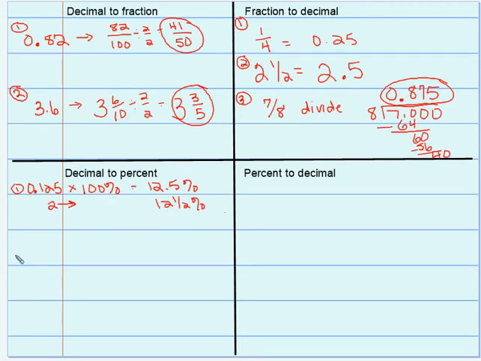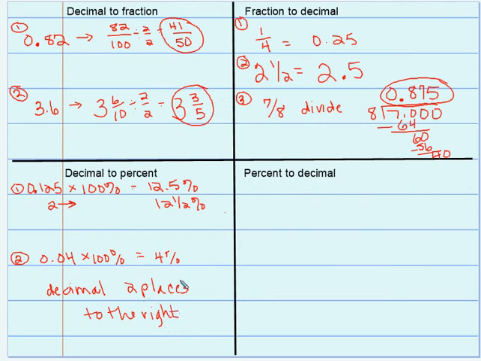Okay, another example, decimal point 0.04. So 4/100ths, again, multiply that times 100%, which gives us 4%. And when you say 4/100ths, that should key you in that it's just 4 out of 100. Again, the decimal goes 2 places to the right. Okay, you're multiplying by 100, so the decimal moves 2 places to the right.